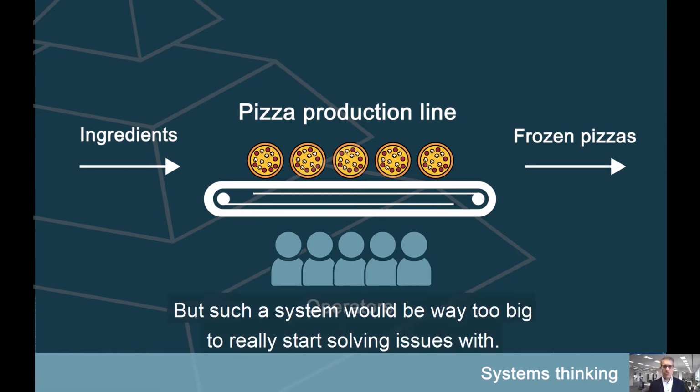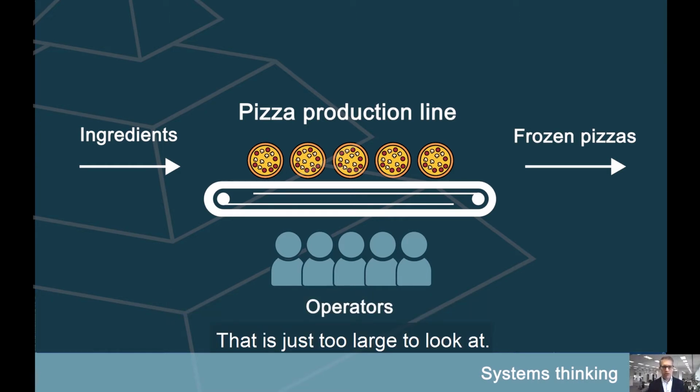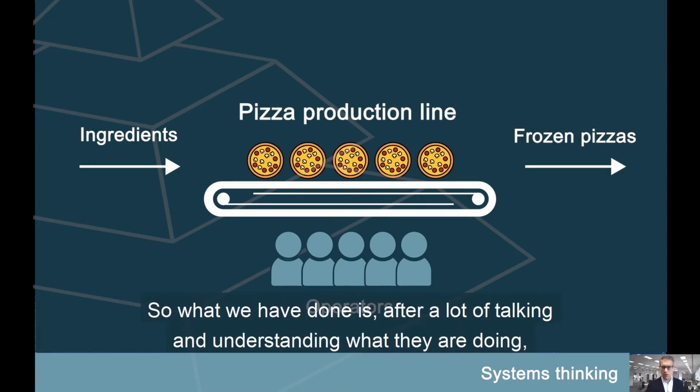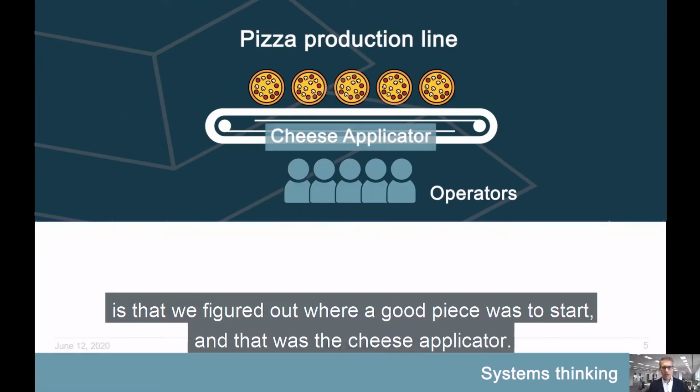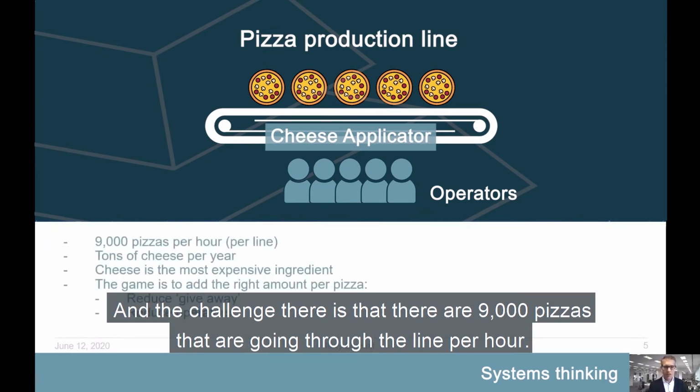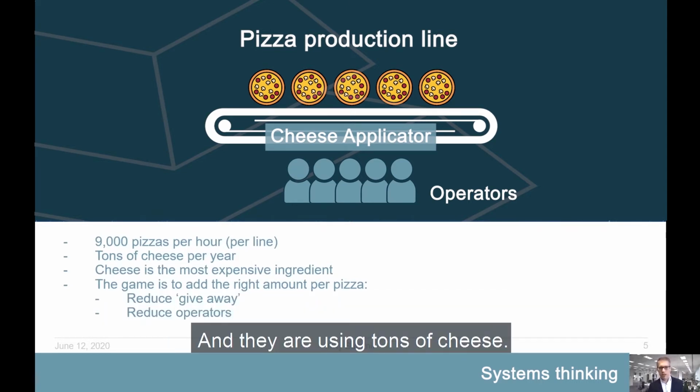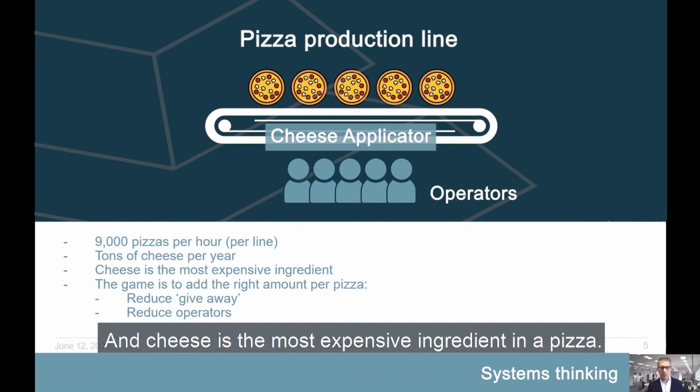But such a system would be way too big to really start solving issues with. That's just too large to look at. So what we have done, after a lot of talking and understanding what they're doing, is figure out where a very good piece was to start, and that was the cheese applicator. The challenge there is that there are 9,000 pizzas going through the line per hour, and they're using tons of cheese. And cheese is the most expensive ingredient in a pizza.